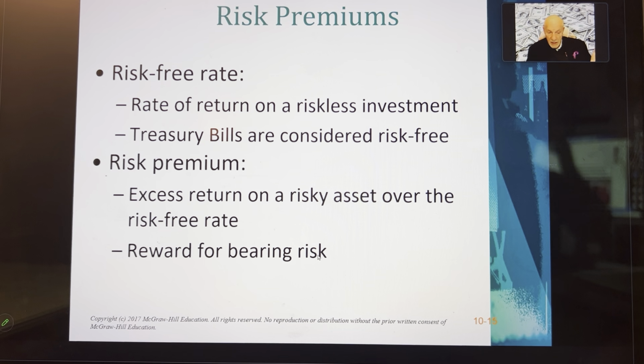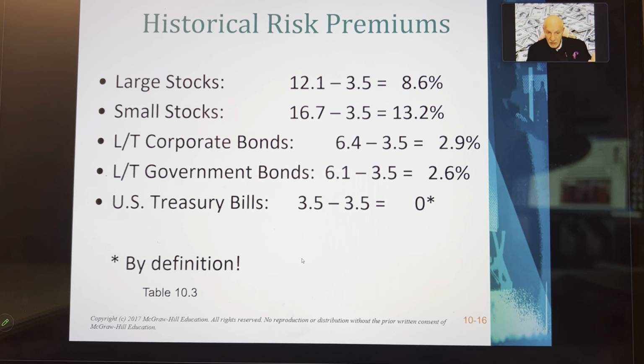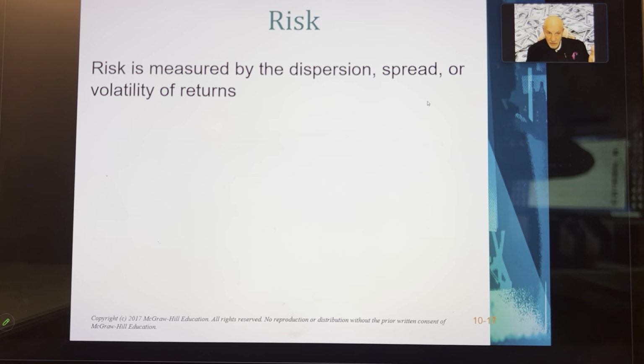The risk premium is what you get for bearing risk, right? No matter what market you're playing in. All right. And here you can see the historical risk premium. Again, governments and corporates very close, treasury bills 0, small stocks 13.2%, obviously much greater than the large stocks at 8.6, right?